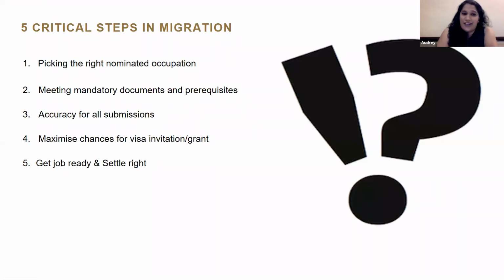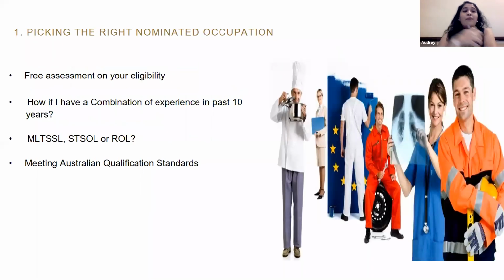So what are the critical steps? First, picking the right nominated occupation, meeting the mandatory documents and prerequisites, accuracy, maximizing your chance to get an invitation, and to make sure you're job ready and you're settled right. Okay, so let's look at this. Number 1, picking the right nominated occupation.